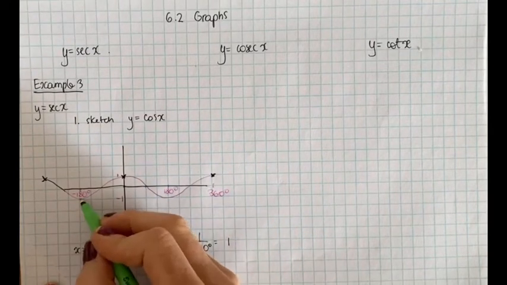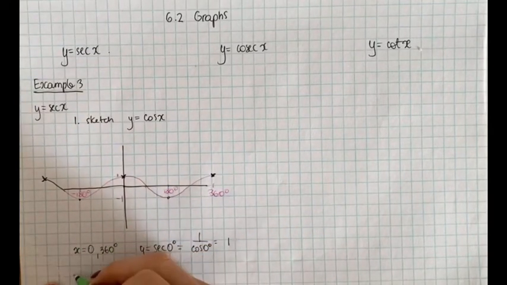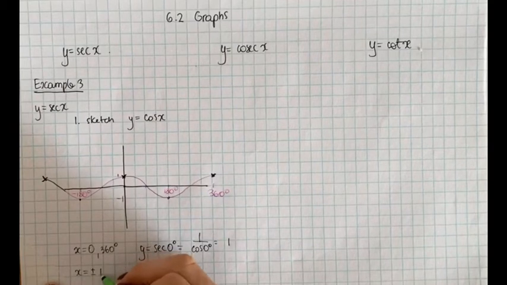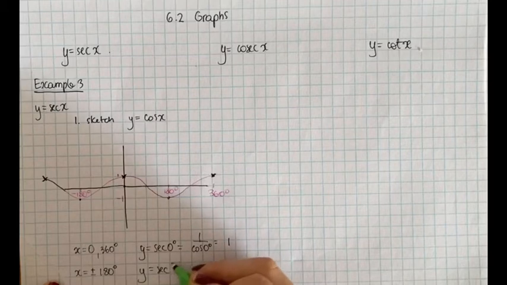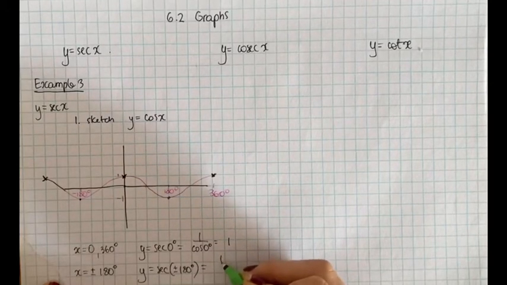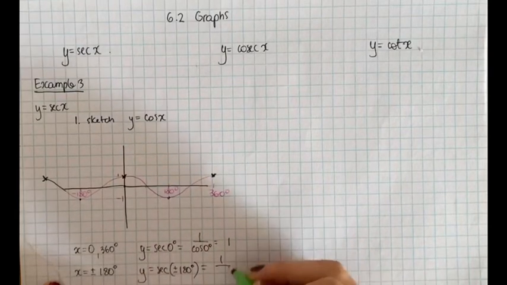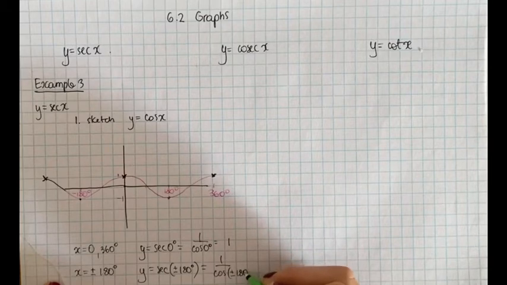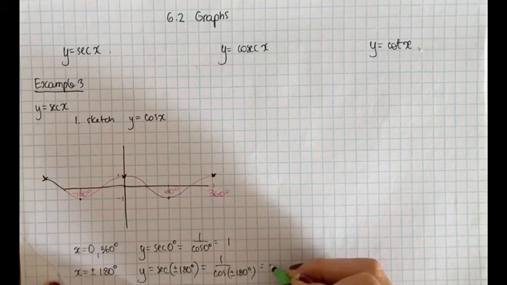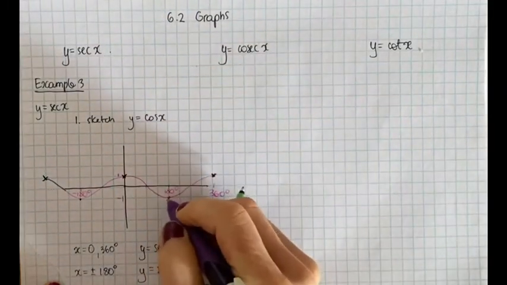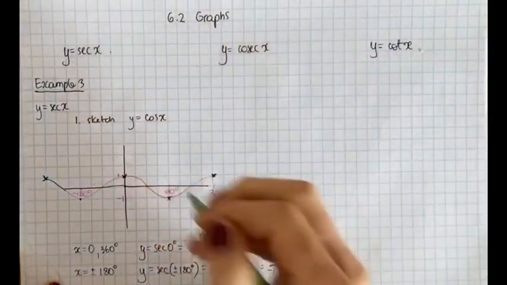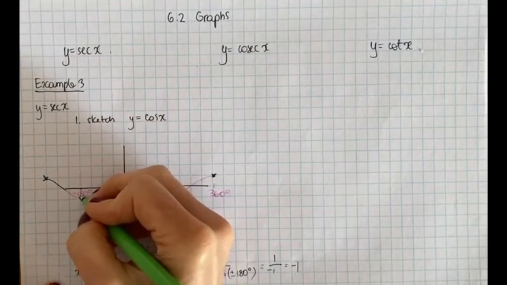Then let's look at those points over here. So when x is equal to plus or minus 180 degrees, sec is the same as 1 over cos of plus or minus 180 degrees, which gives me 1 over minus 1, which is minus 1. So again, these points here will belong to y equals sec x.